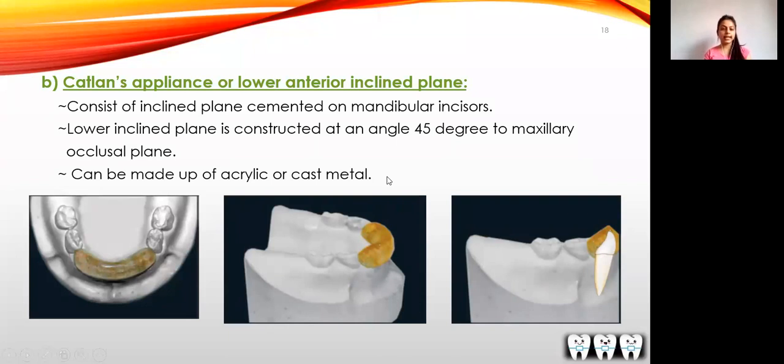Next appliance is the Catalan's appliance. It is also called the lower anterior inclined plane. It consists of the inclined plane that is cemented on the mandibular incisor. It is used for correction of developing single tooth anterior crossbite or a segment of teeth which are in crossbite. The lower inclined plane is constructed at an angle of 45 degrees to the maxillary occlusal plane.